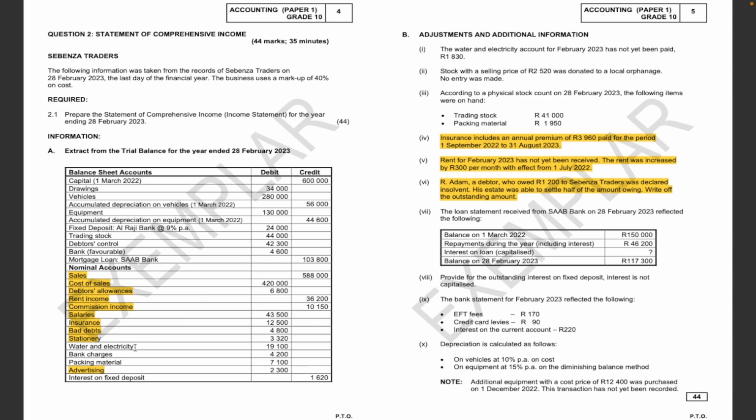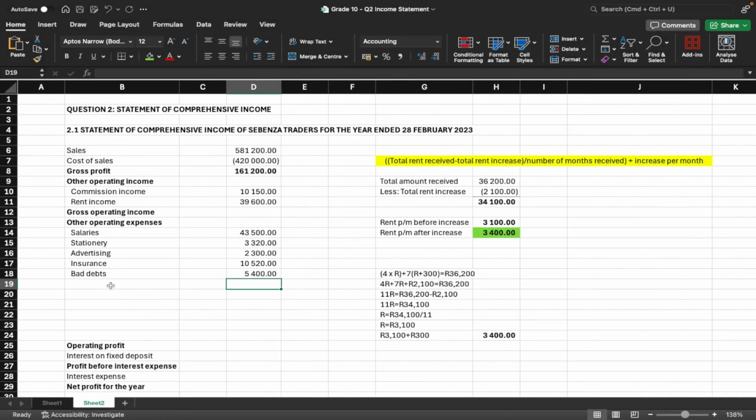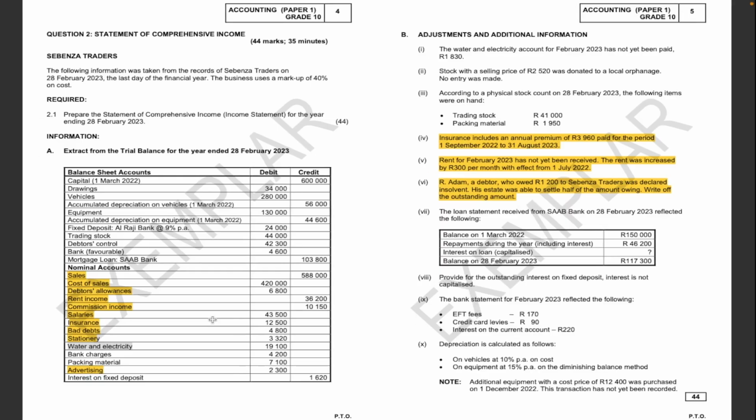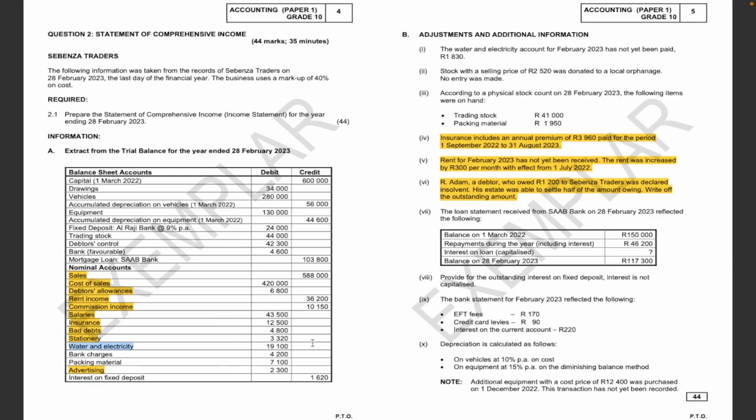Okay, next we have water and electricity. So I'm just going to copy that, put it down here, and we have 19,100 rand. But what note do we have? Note number 1: the water and electricity account for February 2023 has not yet been paid. 1,800 rand. Very easy to do.